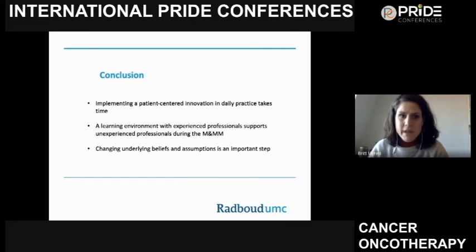So from this aspect, we found out that it takes time. A learning environment with experienced professionals supports inexperienced professionals during the MNM, especially when it's still kind of exciting and they're not sure how the patient will react. Maybe they feel they have certain emotions about what happened. So that is very important. And also the step of changing these assumptions and underlying beliefs. We really want to motivate people that it is possible.